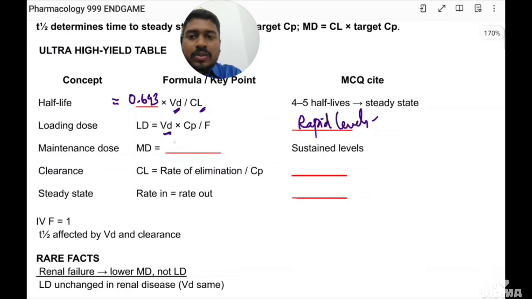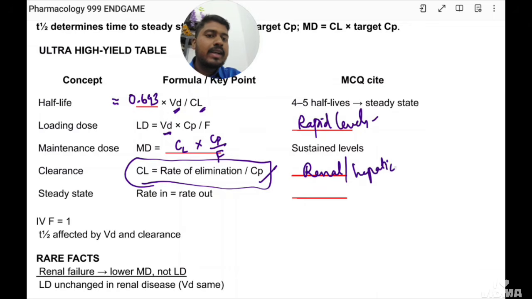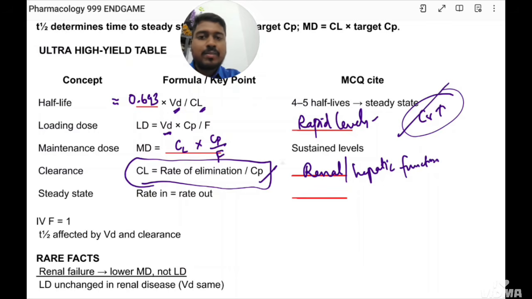Okay, maintenance dose, what is the formula? Clearance into plasma concentration divided by bioavailability. Okay, next, clearance. What is the formula for clearance? Clearance is equal to rate of elimination divided by plasma concentration. Okay, and this depends on what? This depends on renal and hepatic function. Okay, renal and hepatic function. So if your creatinine is more in a question, that means your clearance will become less.